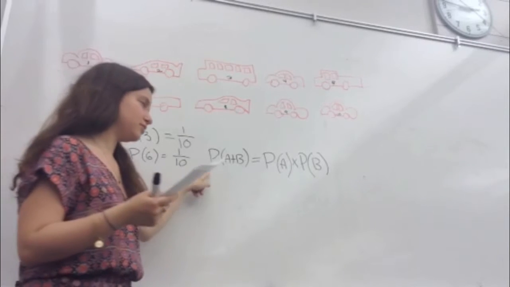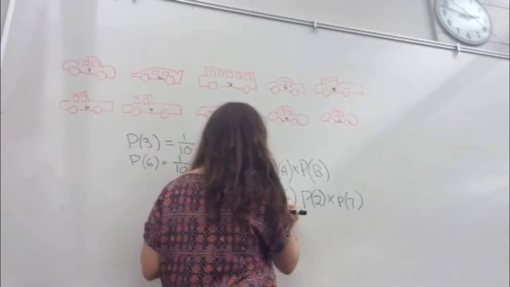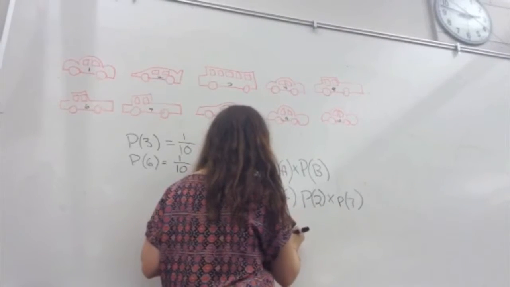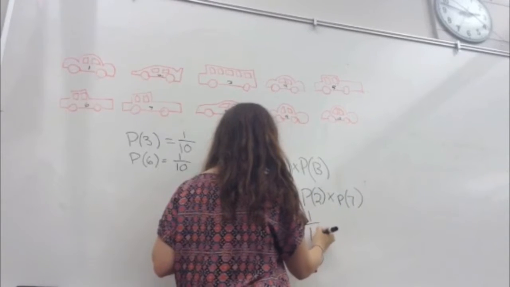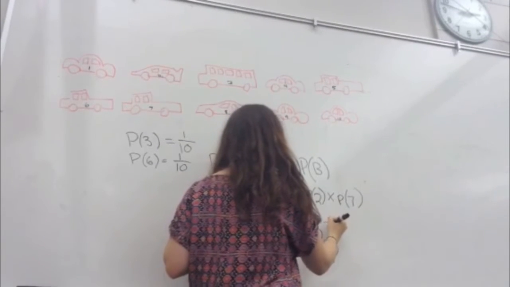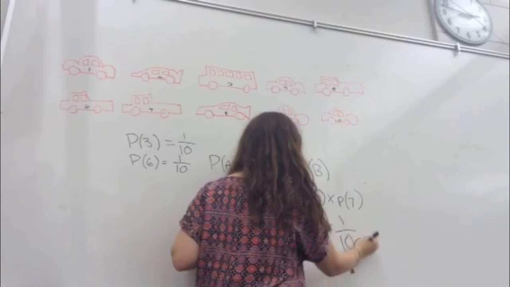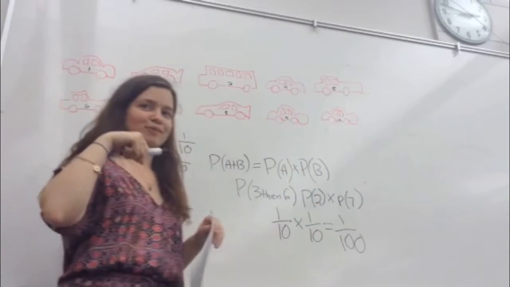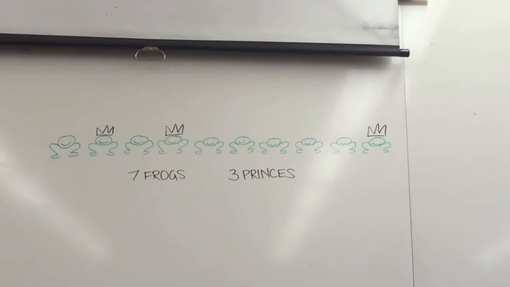Plug in your numbers. After you plug it in, this is what the equation should look like: 1 over 10 times 1 over 10 equals 1 over 100, which is your probability. Now we're going to do a dependent example.